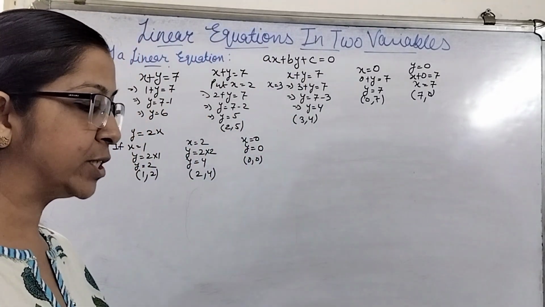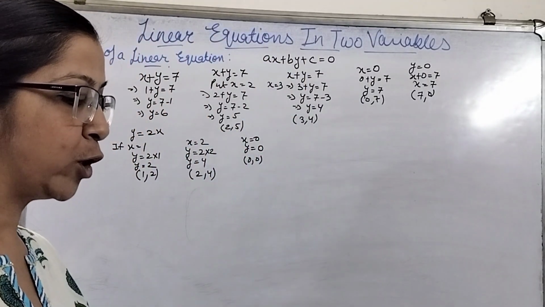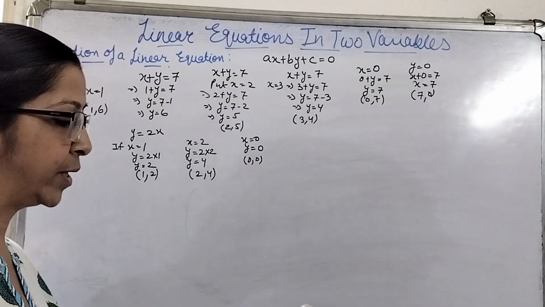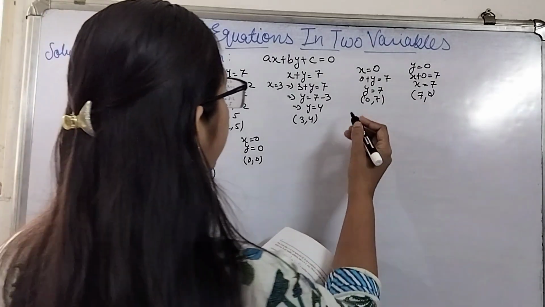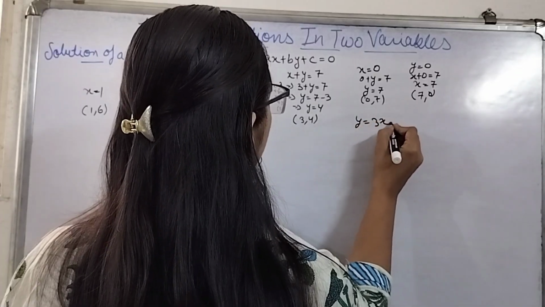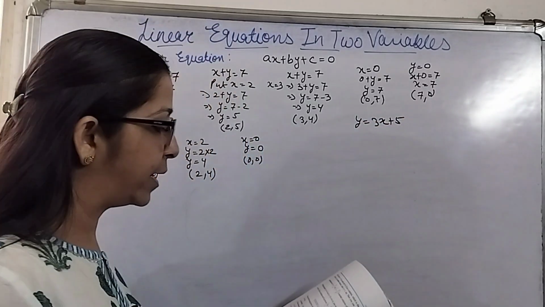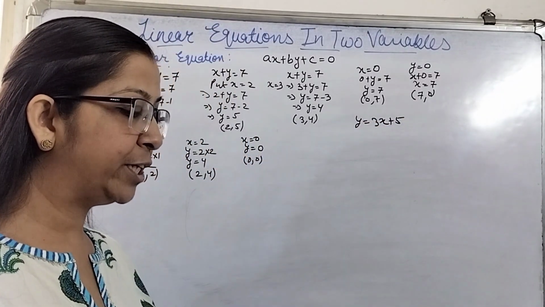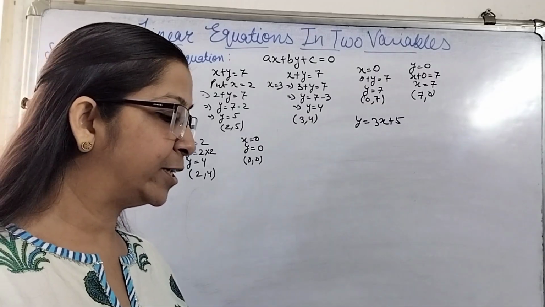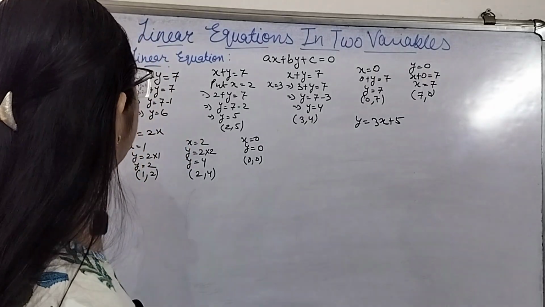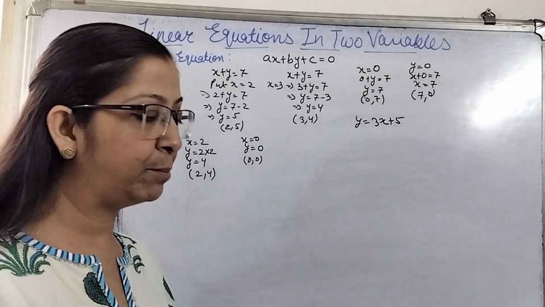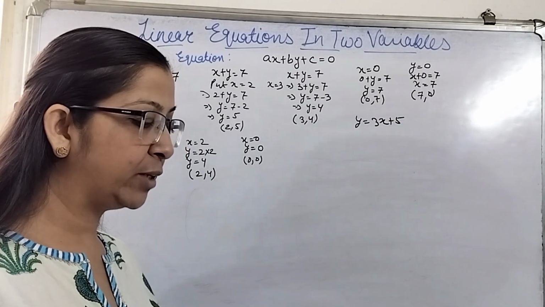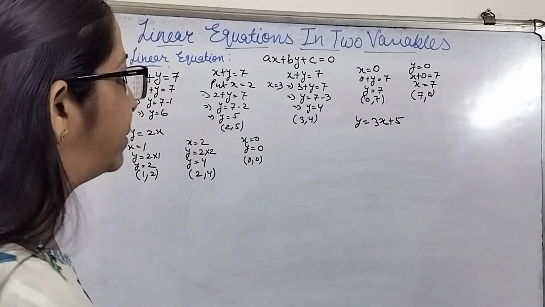Exercise 4.2, question number 1. Which one of the following options is true and why? The equation given to us is y equal to 3x plus 5. It has a unique solution, only two solutions, or infinitely many solutions. Just now we have seen that linear equations in two variables have infinitely many solutions. So option 3 will be the answer, that is, infinitely many solutions.